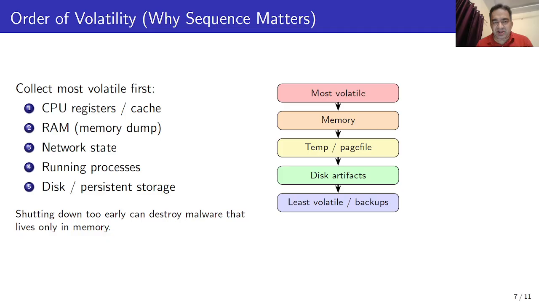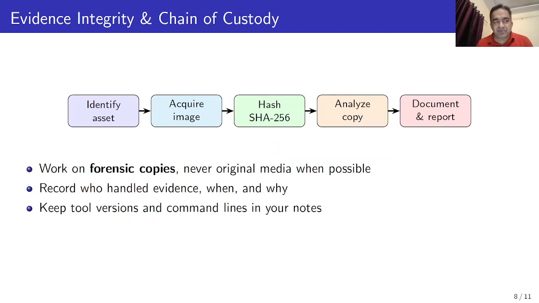For example, if an analyst immediately powers off a compromised server to preserve the disk, they may lose a running PowerShell implant that never wrote a durable binary. Memory acquisition with tools such as WinPmem or DumpIt, then Volatility, would have been the better first step when legally and operationally allowed.